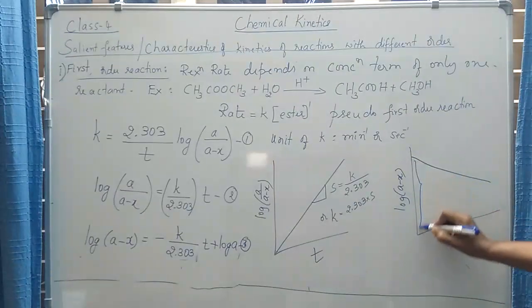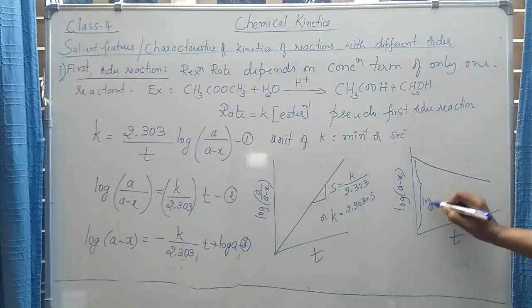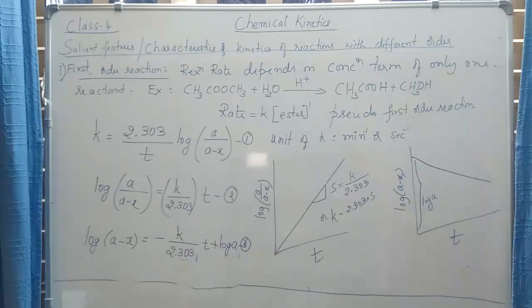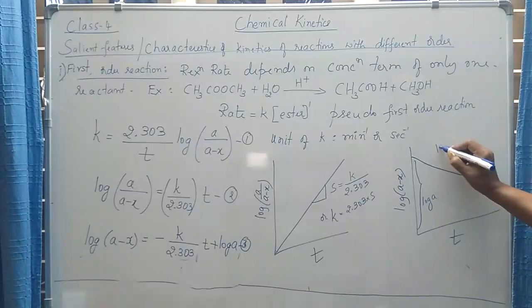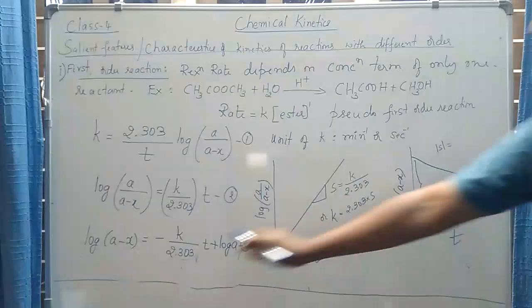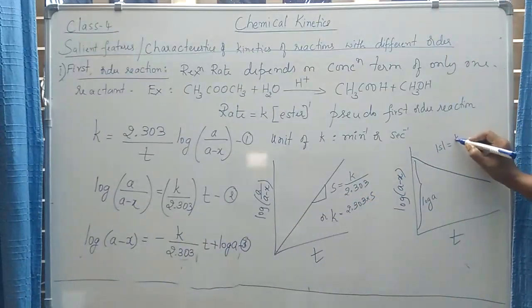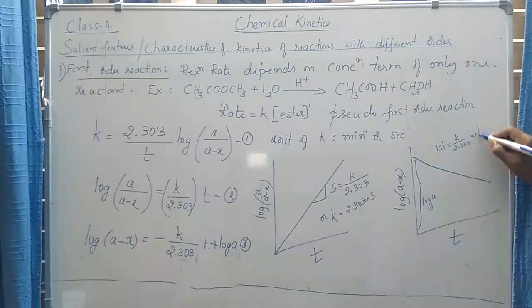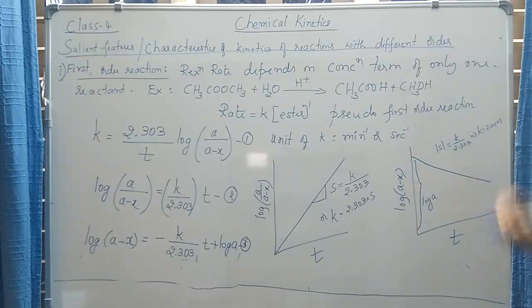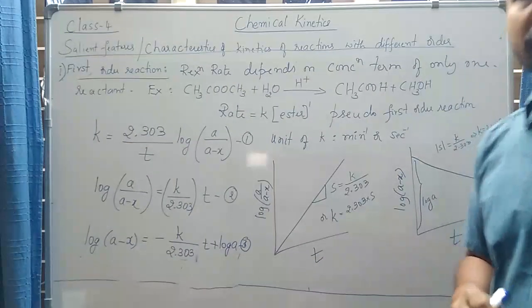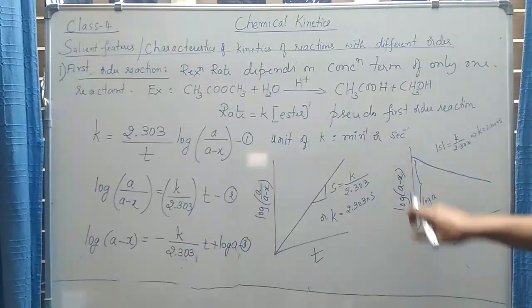What is the intercept of this straight line? Intercept is log a. And what is the magnitude of the slope of this straight line? It is again k divided by 2.303, which implies k is equal to 2.303 into slope.